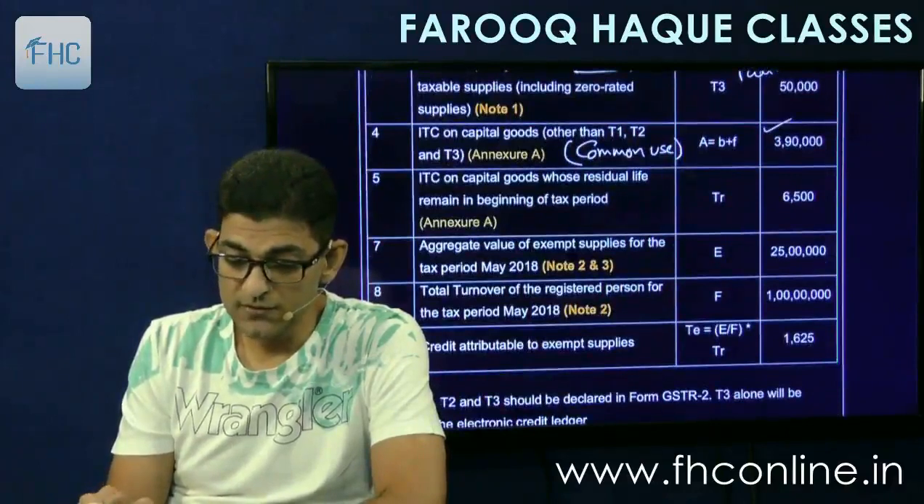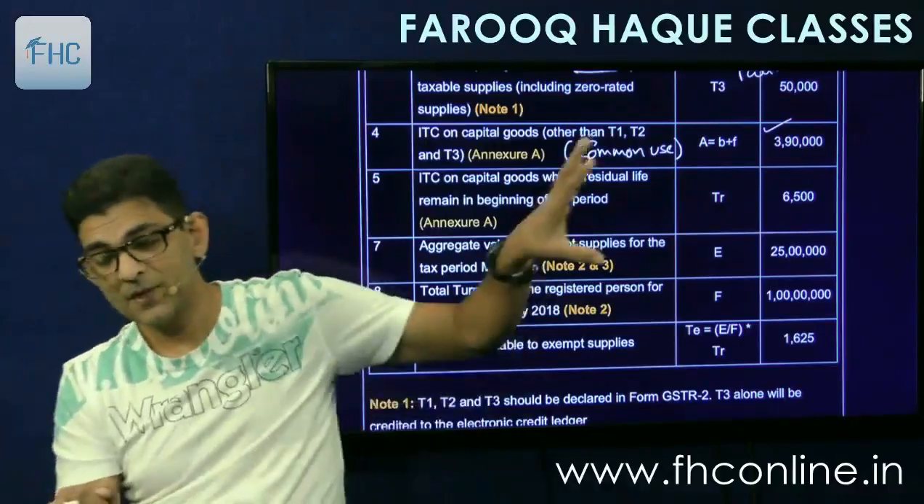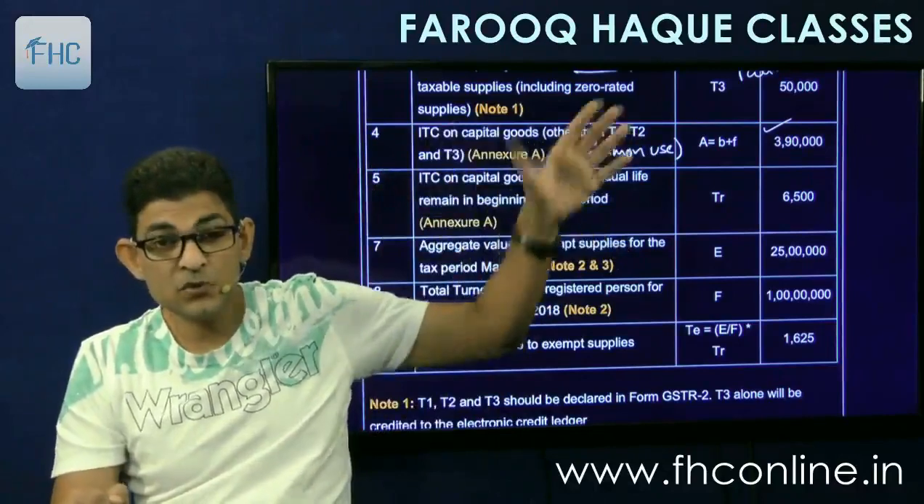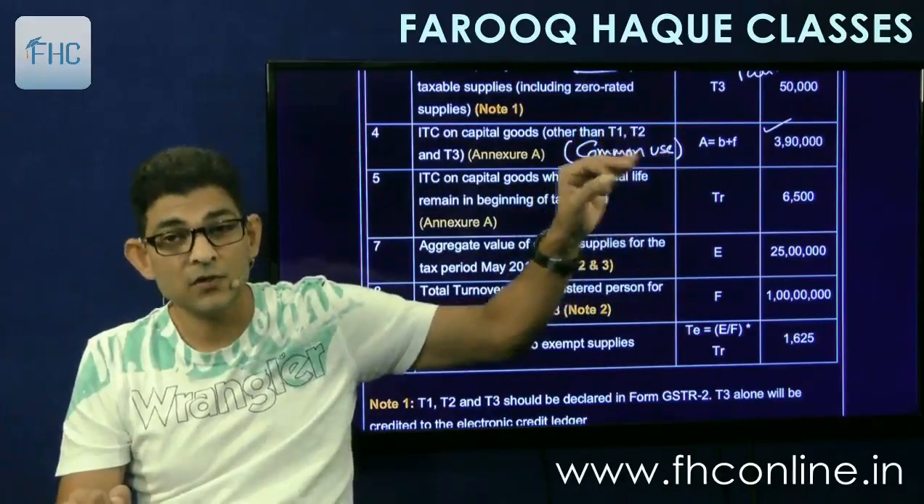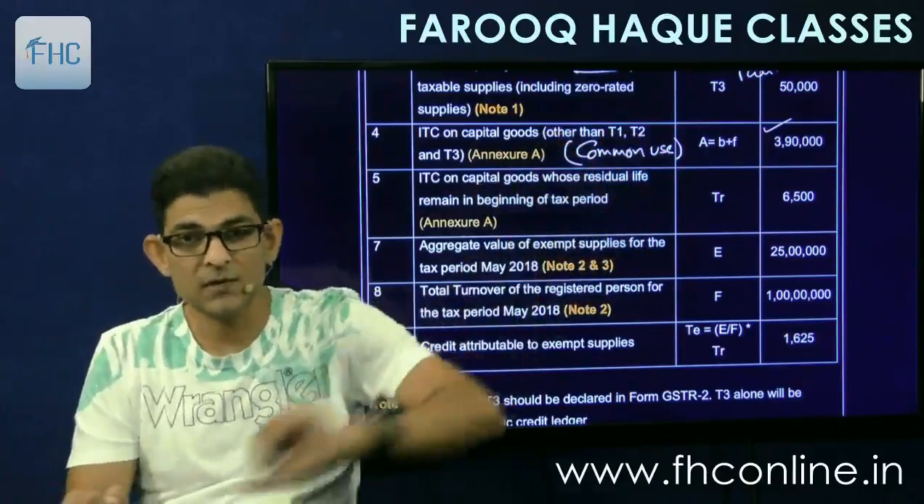Now what you do is ITC on capital goods whose residual life remains at the beginning of tax period. Now actually this is an example form, so if a question comes then all these figures will be given in the question and then you have to write this answer. So we are directly reading the answer. Therefore you may not understand, but when you read twice or thrice you will understand the points.